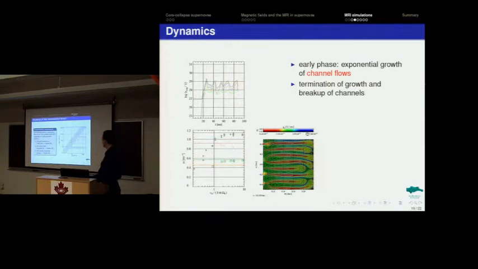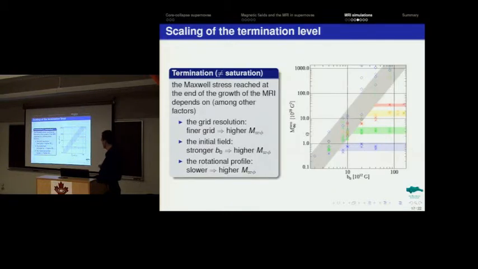And this is one of the main results, showing the Maxwell stress tensor at the moment of termination as a function of field strength. You can see for different models with different field strength and different resolutions, relatively clear trends of Maxwell stress as a function of B, grid resolution, or the rotational profile. For example, if you have a stronger initial magnetic field, you get a higher termination value of the Maxwell stress. If you have a finer grid, you get similarly higher Maxwell stresses.